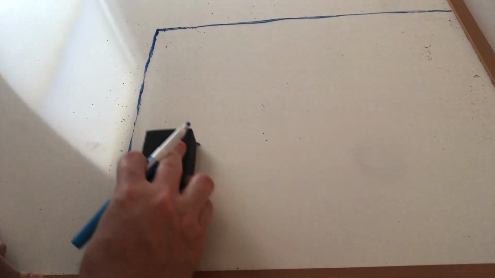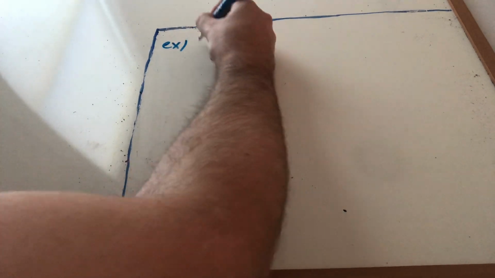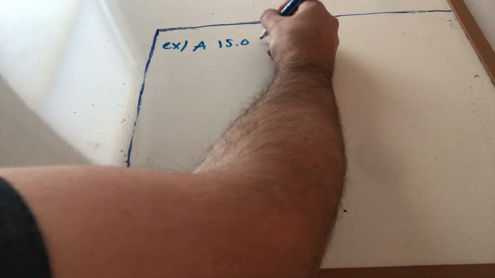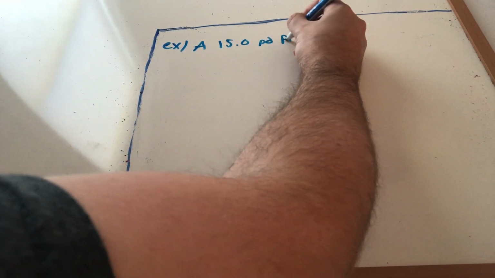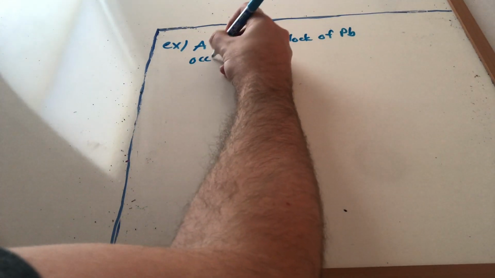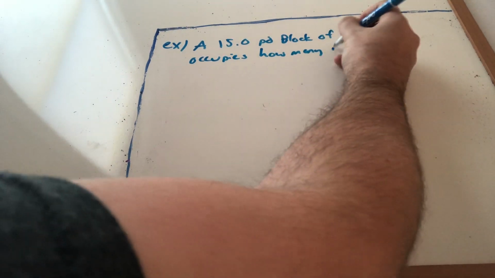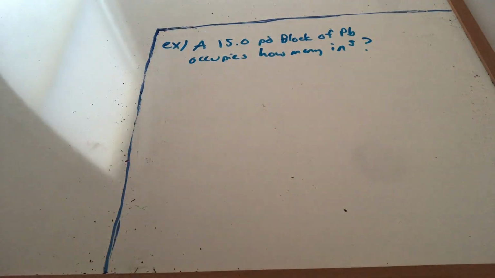Okay, so remember that density that we wrote down? Let's use it in 2 different problems here. Okay, so example, a 15.0 pound block of lead occupies how many inches cubed?